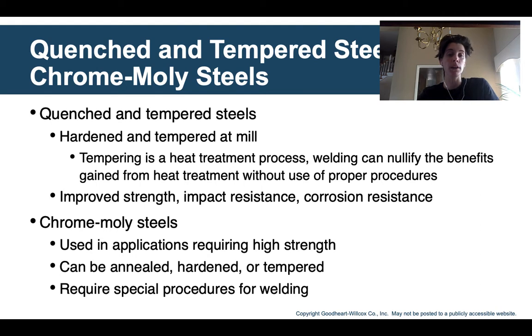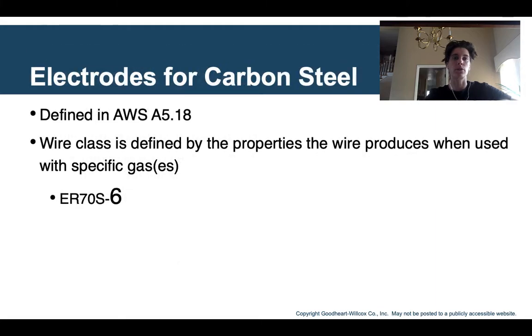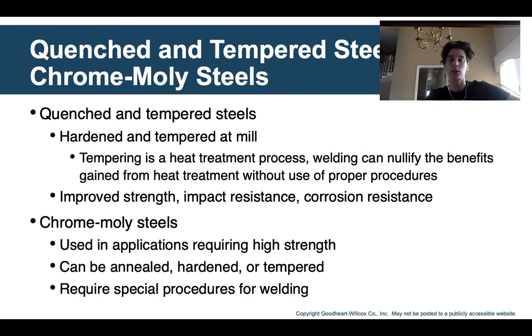And your chromoly steels, these are going to be very high strength steels. They can be annealed, hardened, or tempered. So they can be heat treated. You can mess with them, play with them. But these are going to require special procedures for welding if you get into any chromoly steels, which might be like bike frames or maybe motorcycle frames. So that's a little bit less likely. Those are common ones. Of course, there's lots of different places you might encounter chromoly steels. So those are a couple of the families we talked about. The main one, again, is carbon steel.